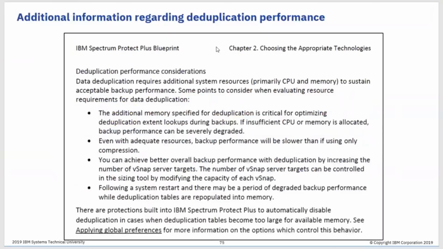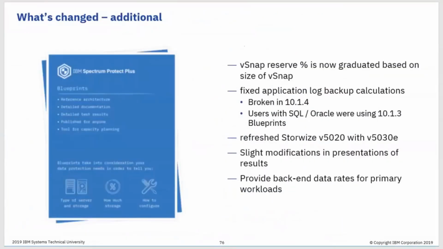And then we've added some information about the resource requirements and especially how memory of the system is correlated to your performance from deduplication. What happens when deduplication tables exhaust memory? What will happen to backup performance? All right, some additional things have changed, which we'll look at in a little more detail when we open the sizing tool. We've changed the reserve percentage.